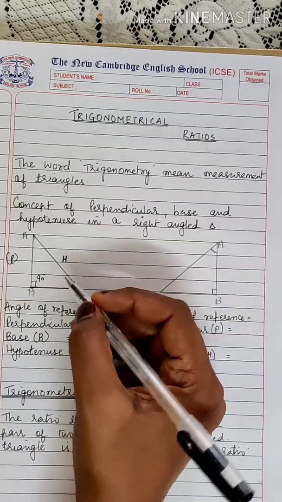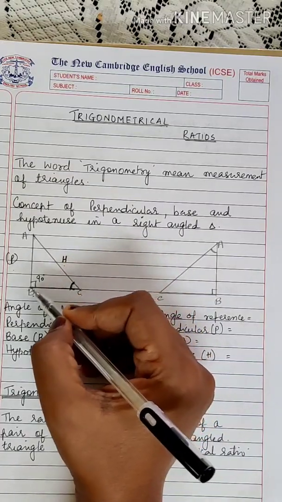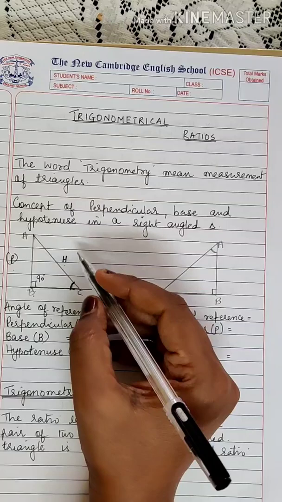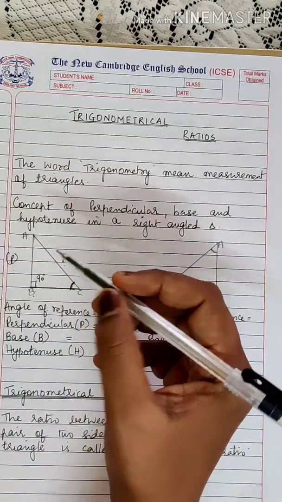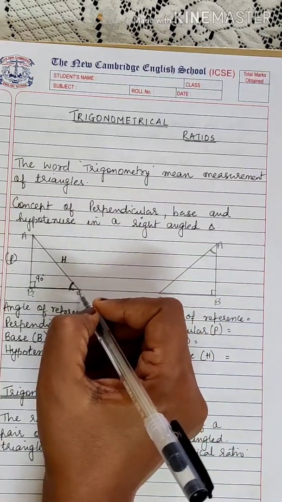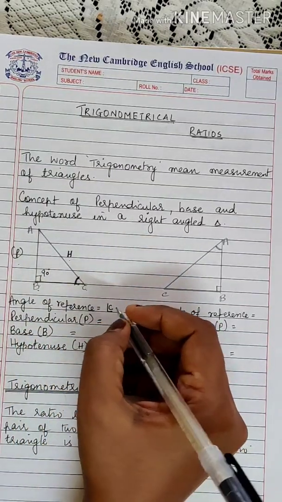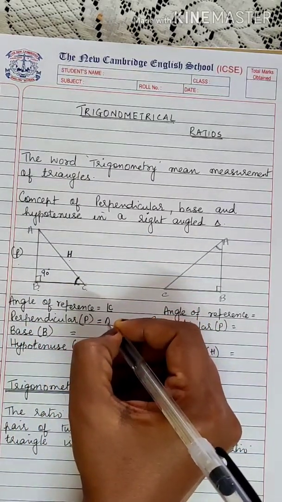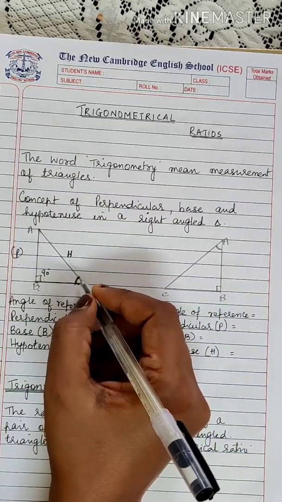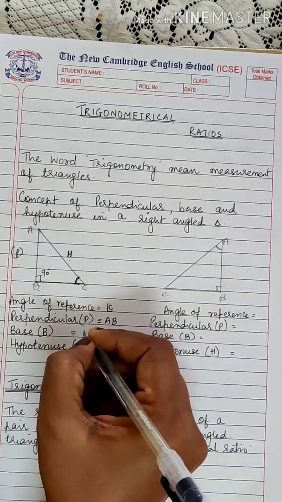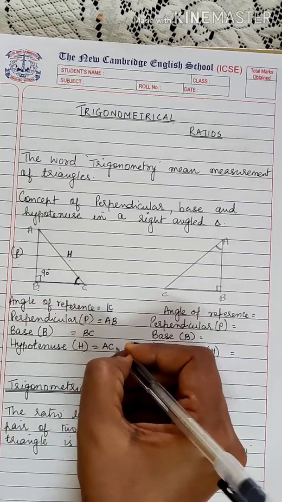So there are three parts in this triangle. One is the hypotenuse, which is opposite to the 90 degree angle. The other part is the perpendicular, which is opposite to the reference angle, and the third one is the side which is adjacent to the reference angle. So with this reference angle, perpendicular here is AB, base is BC and hypotenuse is AC.